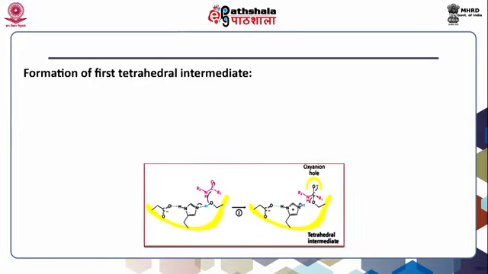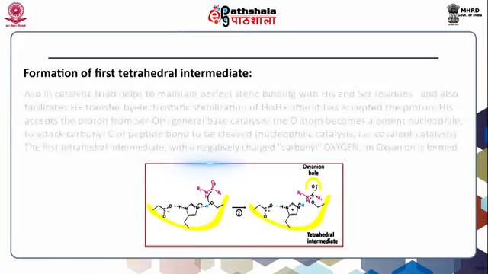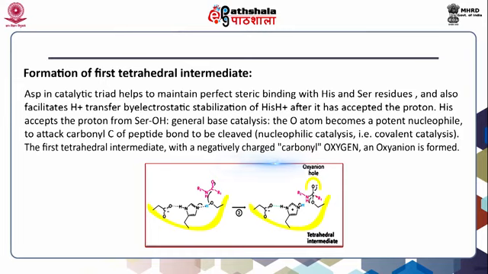Formation of the first tetrahedral intermediate. Aspartate in the catalytic triad helps to maintain perfect steric binding with histidine and serine residues, and also facilitates H+ ion transfer by electrostatic stabilization of histidine H+ after it has accepted the proton.